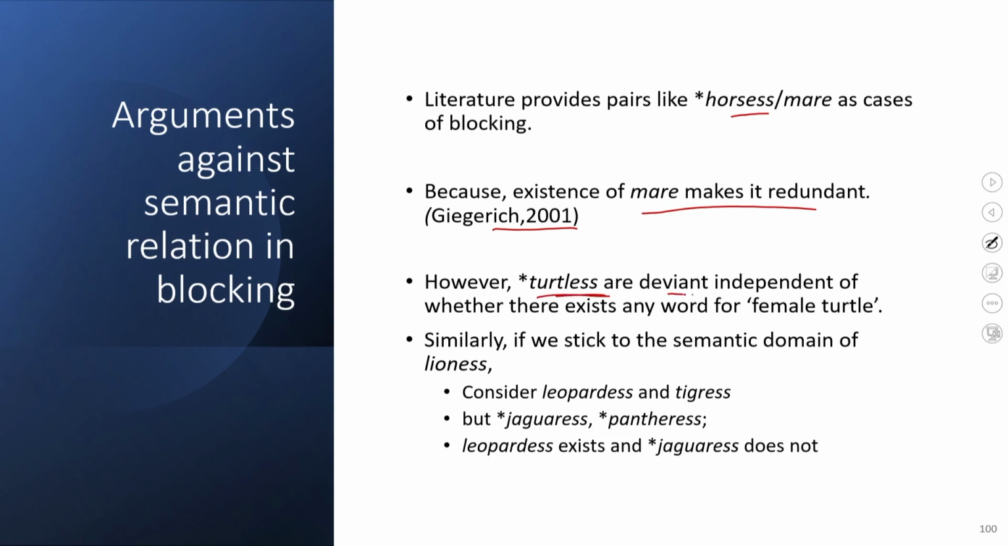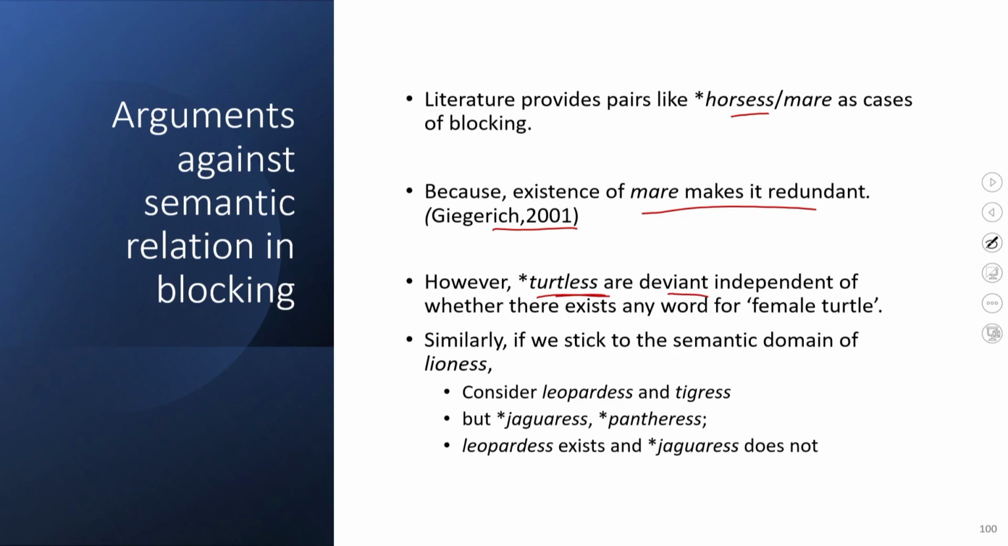This is a deviant form, independent of the other. Distributed morphology argues that words like turtleless or hare, horses, are deviant whether or not there is another word for a female turtle or a female horse. For horse there is mare, but for turtle I am not sure whether there is a word for that. Even if it is not there, turtleless is not a good choice. That is what they say.